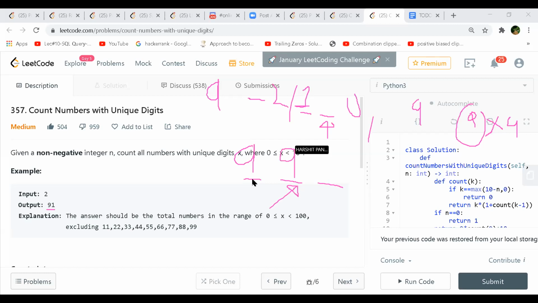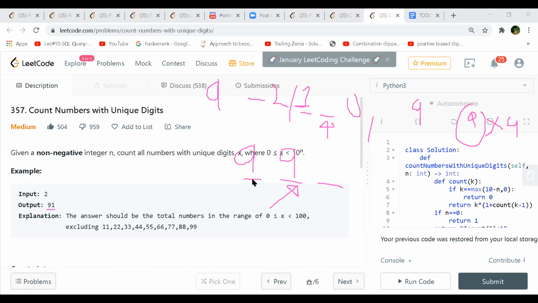Now I am left with 8. Is the second one 8? No, the second one you can have 0, so it's 9. So the first one you cannot have 0, therefore it will be only 9. The second one you can have 0, so it will be 9. But the third one you cannot have both those numbers, so it will be 8.